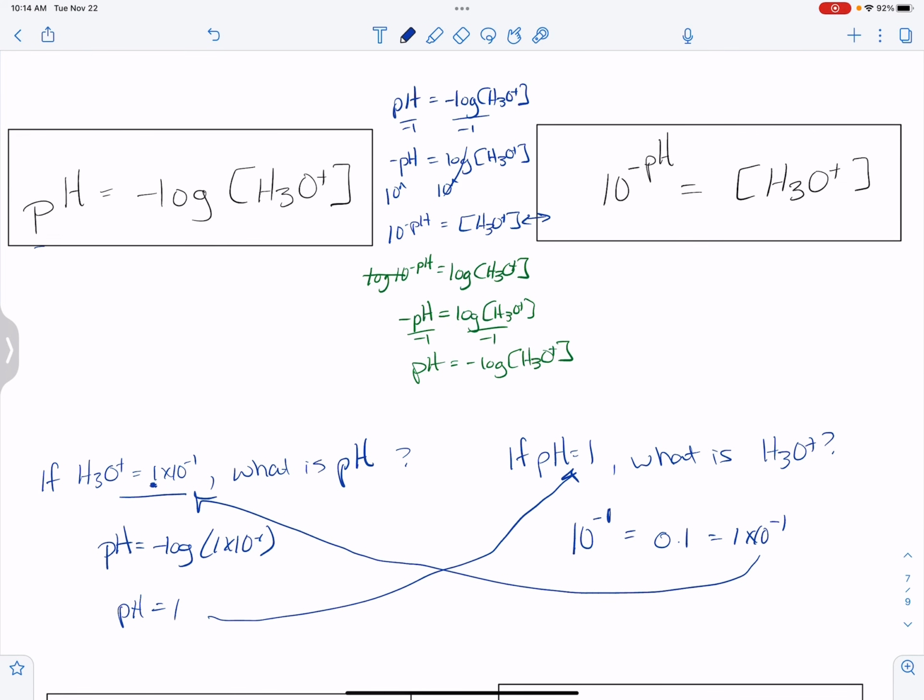So they were just two different ways of solving for different kinds of numbers. And you would have expected that to have a pH of 1 because the front number is a 1. When the front number is a 1, the exponent as a positive is the answer.